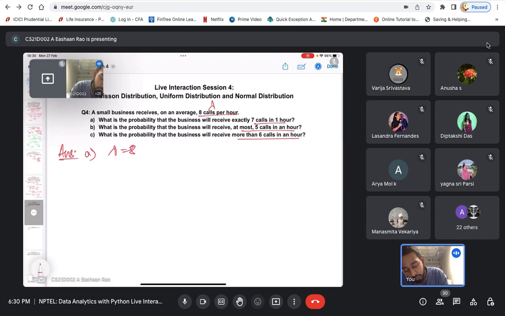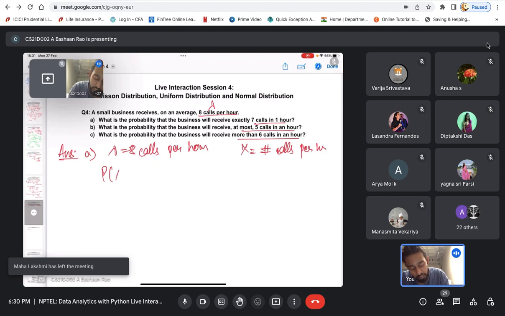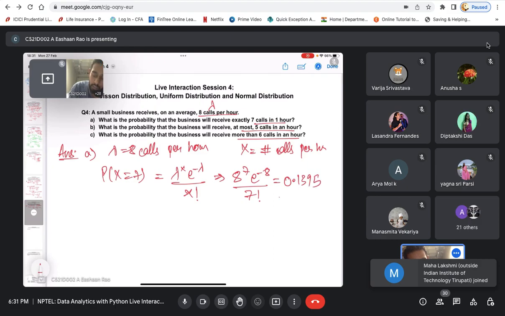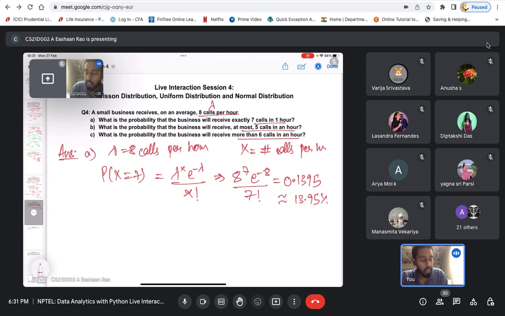Since lambda is already 8 calls per hour, and our random variable is the number of calls per hour, in this case 7 calls per hour, so x is equal to 7. If we apply that to the probability mass function of the Poisson distribution, we get 8 raised to 7, e raised to minus 8, over 7 factorial. If we calculate this using a calculator, it will be around 0.1395, which is 13.95 percent. There's a 13.95% chance that the business will receive 7 calls in an hour.